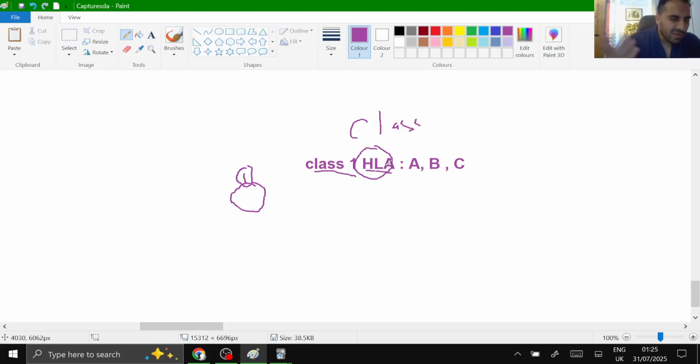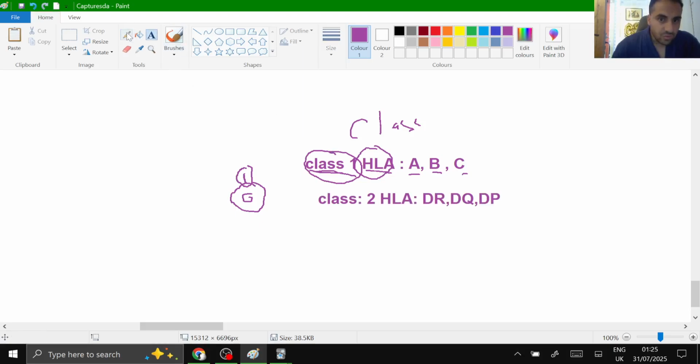HLA stands for human leukocyte antigen. Forget about the name, it just means that this is a protein that is present on the cell surface. Notice that class 1 is present on all nucleated cells in our body. So any cell inside the body that has a nucleus must have class 1 HLA, and there are three subtypes, which are A, B and C. And then the second class is called class 2 HLA, class 2 human leukocyte antigen.